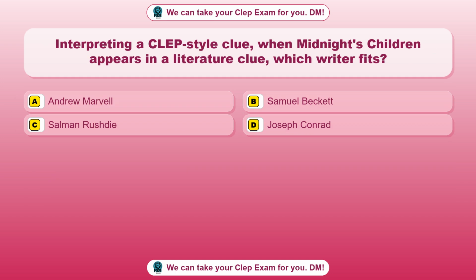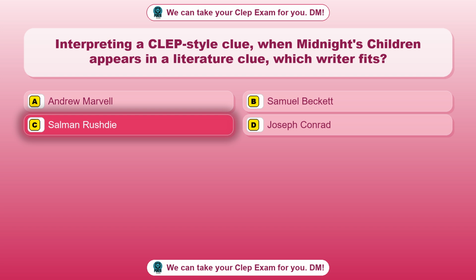Question 65. Interpreting a CLEP-style clue, when Midnight's Children appears in a literature clue, which writer fits? Option A. Andrew Marvell. Option B. Samuel Beckett. Option C. Salman Rushdie. Option D. Joseph Conrad. The correct answer is option C, Salman Rushdie.